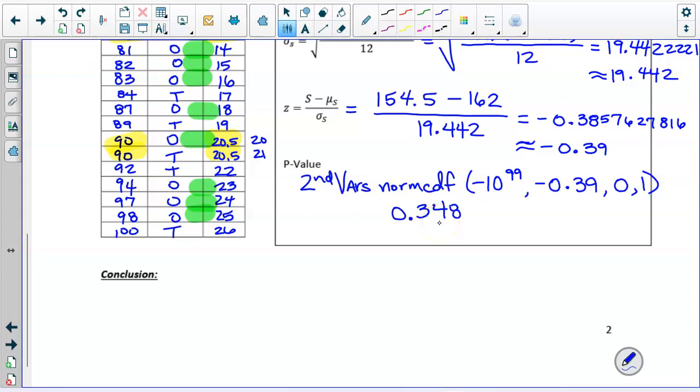So you don't have to worry about left-tailed, right-tailed when you do this, just like in the previous lesson, but if it's a two-tailed test, you do have to take that and multiply by 2. So I have to take this value, multiply by 2, and I get 0.